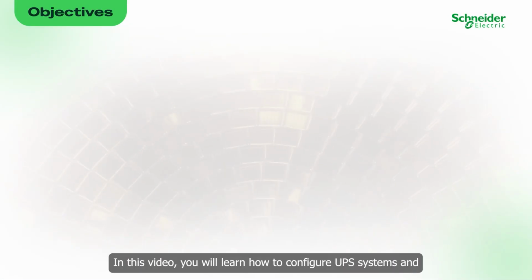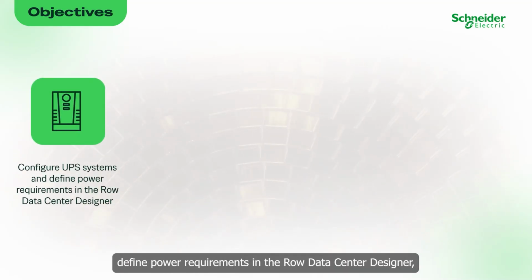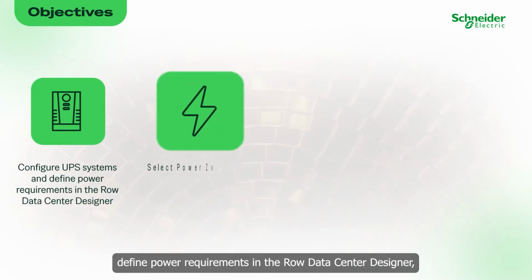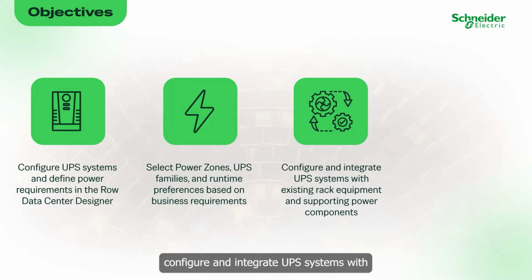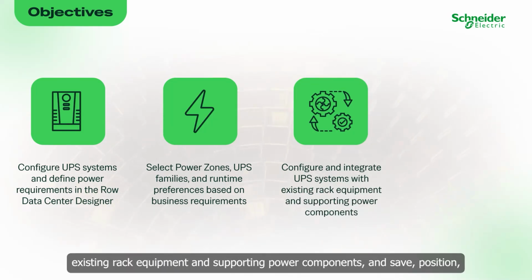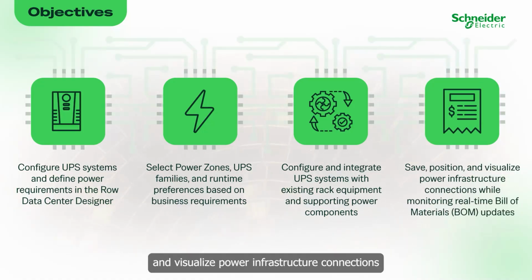In this video, you will learn how to configure UPS systems and define power requirements in the Row Data Center Designer, select power zones, UPS families, and runtime preferences based on business requirements, configure and integrate UPS systems with existing rack equipment and supporting power components, and save, position, and visualize power infrastructure connections while monitoring real-time bill of materials updates.